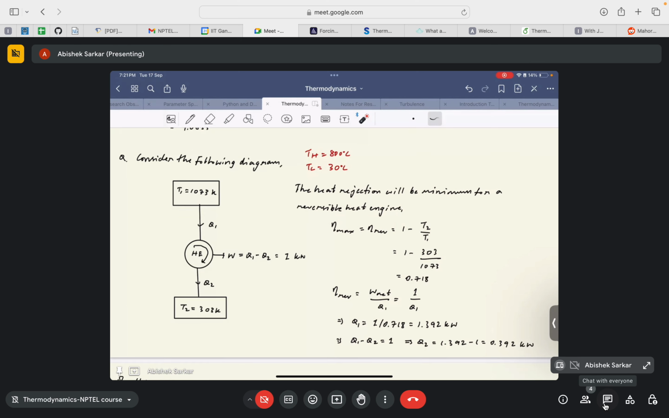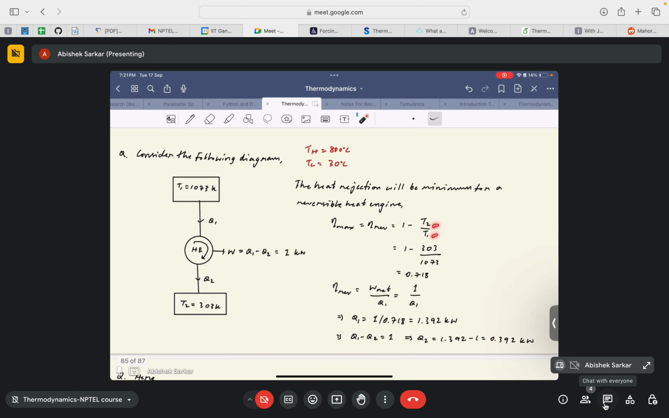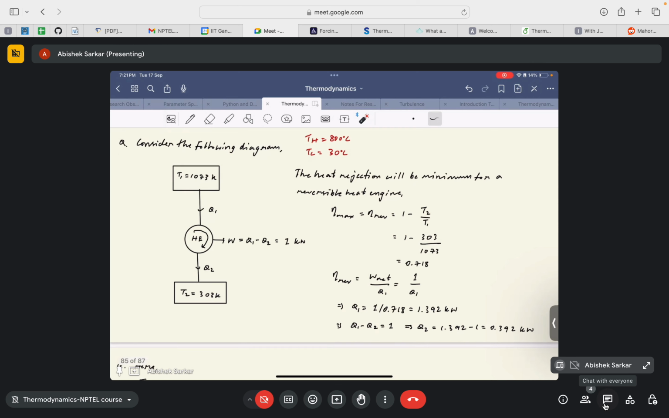So you need to find the efficiency considering that this heat engine is a reversible heat engine. So in the case of a reversible heat engine, eta reversible would be 1 minus TL by TH, or T2 by T1. So just substitute the values of T2 and T1 in the absolute temperature scale, you will get that eta reversible is 1 minus 303 by 1073, or eta reversible is 0.718.